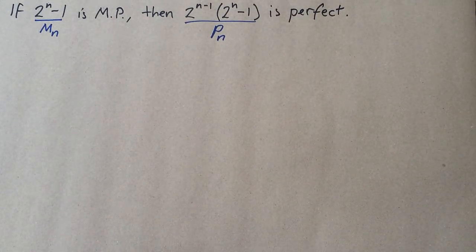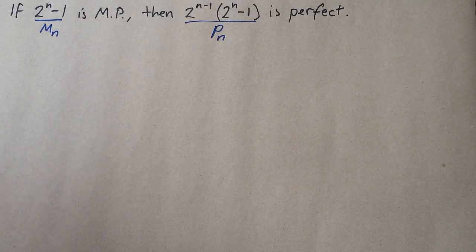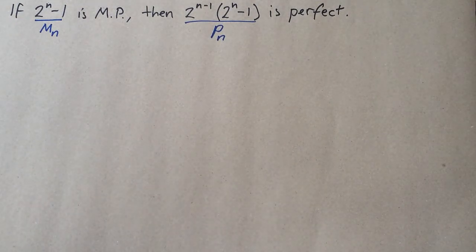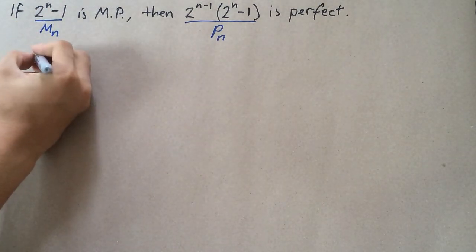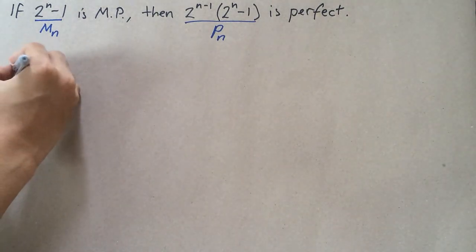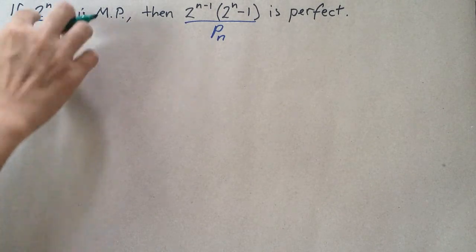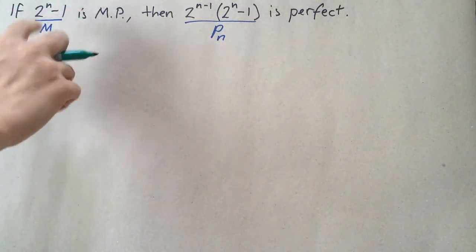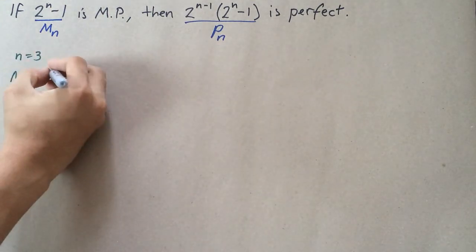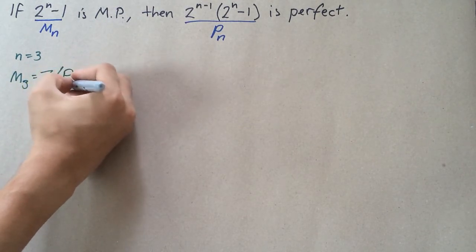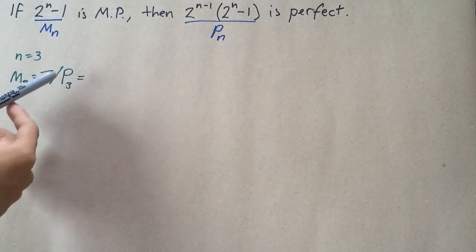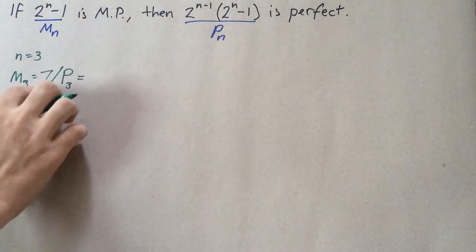So before I even get into the algebra, I'm going to do this with actual numbers first. So once I get into the algebra, we kind of know what we're talking about. I'm going to take n to equal 3 first. So n equals 3, and the Mersenne prime 3 will equal 2 to the power of 3 minus 1, which is 7. 7's the Mersenne prime, and the perfect number that comes with this Mersenne prime, the P3, is going to equal to 7.